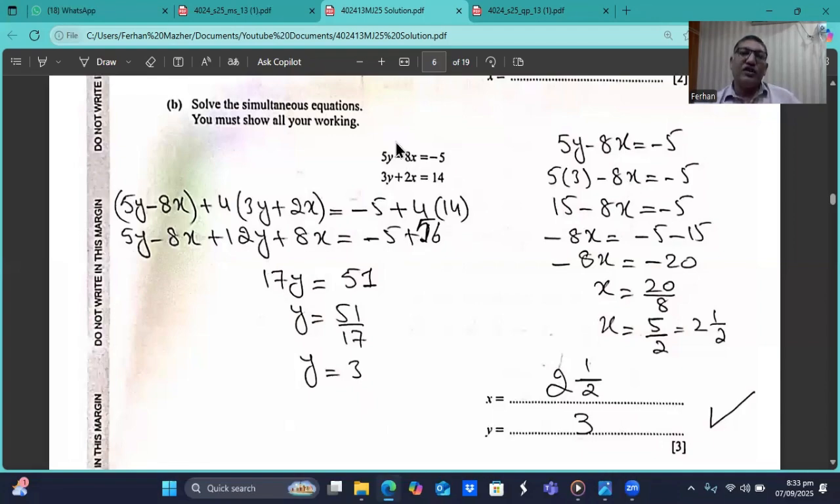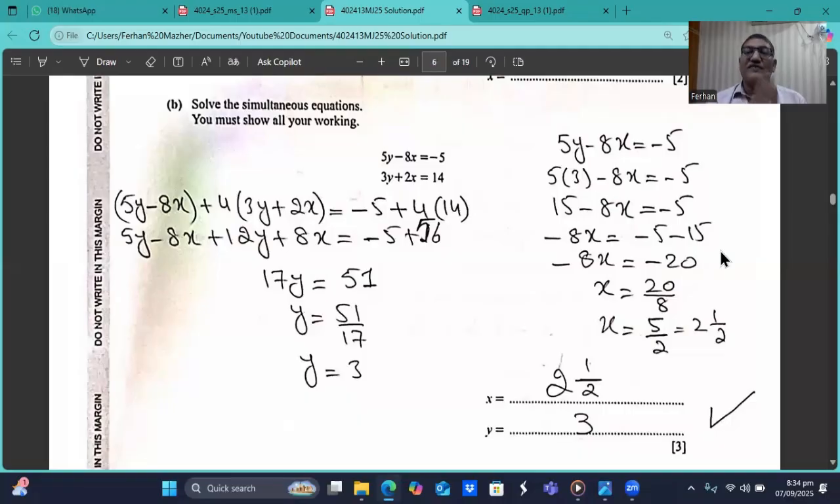I can substitute into this equation or this equation. I have taken the first equation. In the place of y, I'm going to put this value. So 5 into 3 minus 8x equals minus 5. So 15 minus 8x equals minus 5. So minus 8x equals minus 5 minus 15, and minus 8x equals minus 20. The minus signs will cancel on both sides.